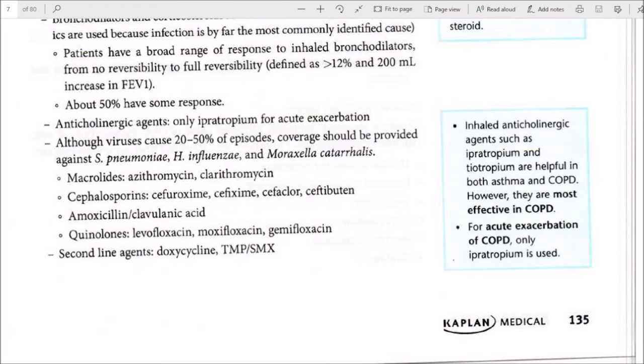Inhaled anticholinergic agents such as ipratropium and tiotropium are helpful in both asthma and COPD. However, they are most effective in COPD. For acute exacerbation of COPD, only ipratropium is used.